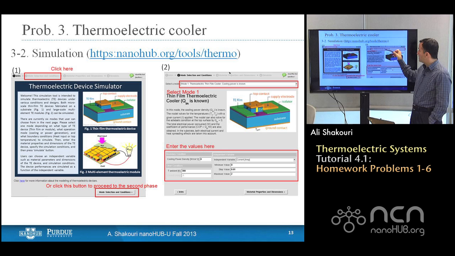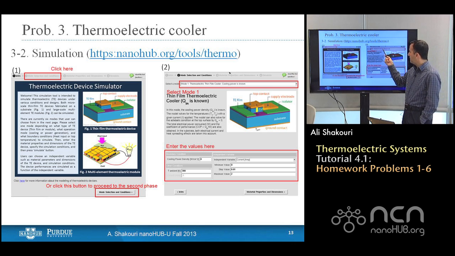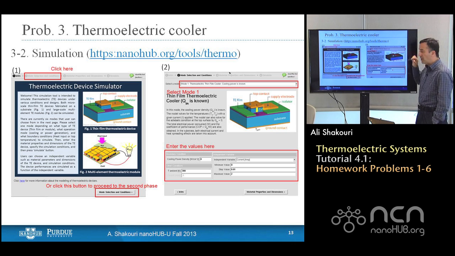First, you have to choose which mode, because you can use the same device under different boundary conditions. This mode tells you what the variables and the boundary conditions are. Mode 1 is thermoelectric thin film cooler. Cooling power is known, meaning that we put a known cooling power on top, and our goal is to calculate temperature on top as a function of some parameters, for example, current.